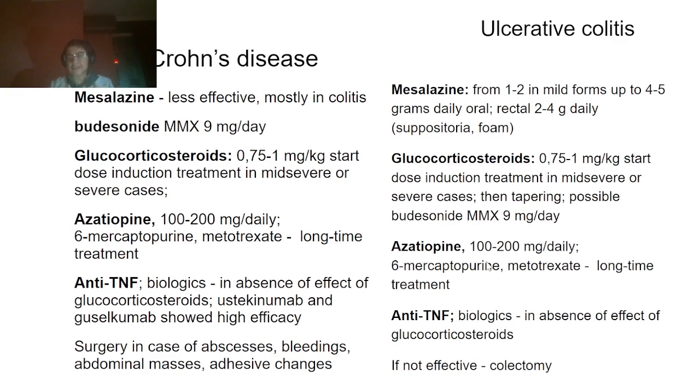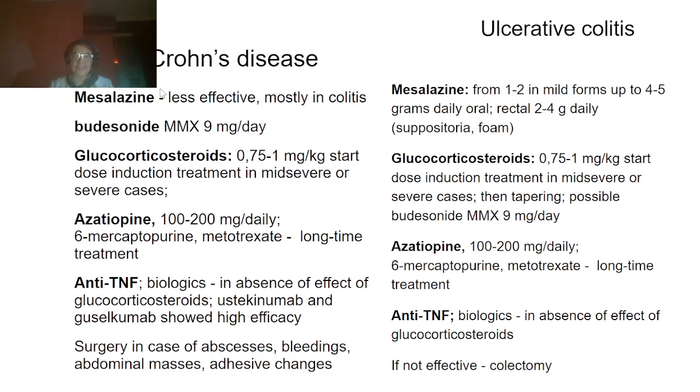The glucocorticosteroid use should be accompanied by azathioprine and other immune suppressors. And after the cessation of glucocorticosteroids, the immune suppressors are used for a long time. In severe course, anti-TNFs and other biologics are used. If not effective, colectomy.